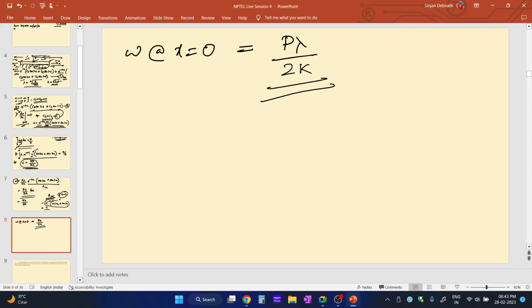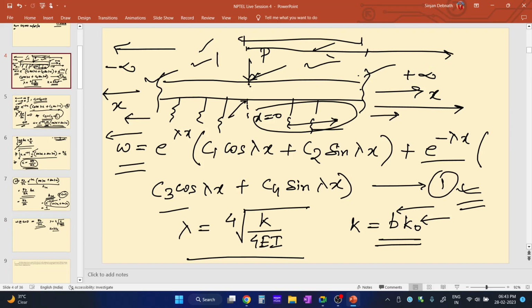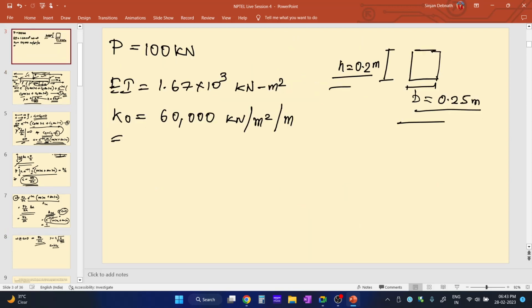So lambda is equal to the fourth root of k by 4EI. So what is k? As I told earlier, k is equal to b into k0, where b is the breadth of the beam and k0 is the subgrade modulus, and EI is the bending stiffness. See this part. So we know the value of EI. What is EI? EI is 1.67 × 10 to the power 3.